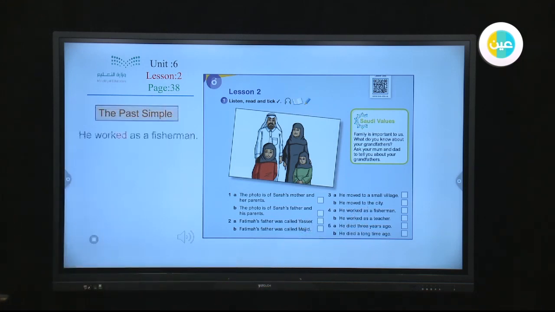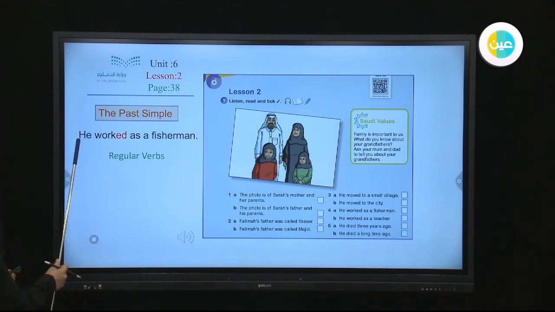Okay, and remember what we said about the past simple. He worked as a fisherman. This is a simple sentence in the past simple tense. Here the verb is worked: subject, verb, okay? And we changed the verb to the past by adding the ed. When we change the verb by adding the ed, this is called a regular verb, okay? So today we are going to have some regular verbs after listening and reading the sentences in this lesson, okay?